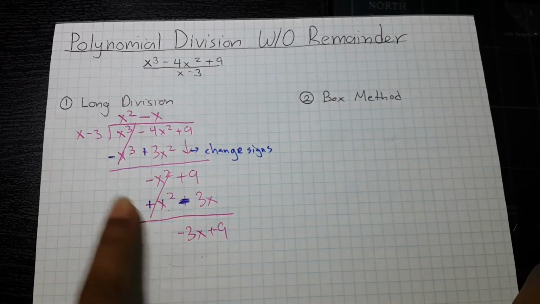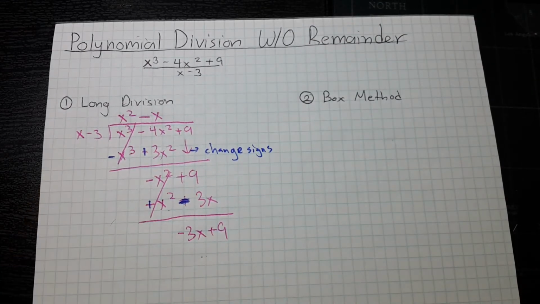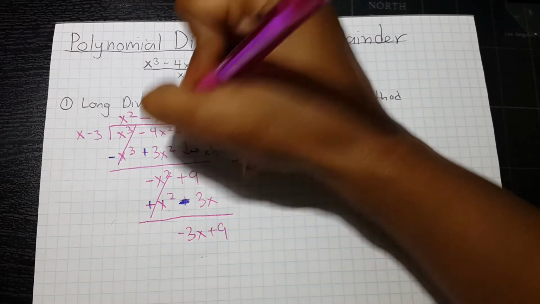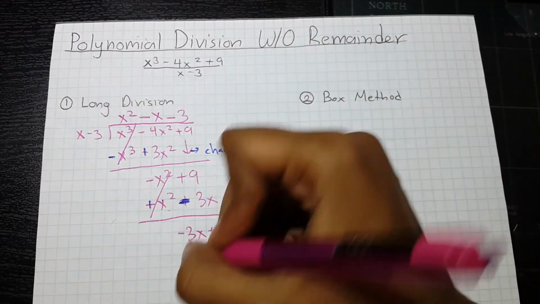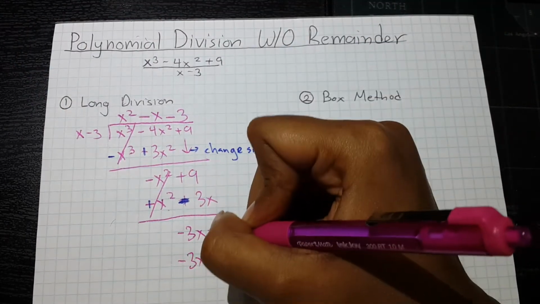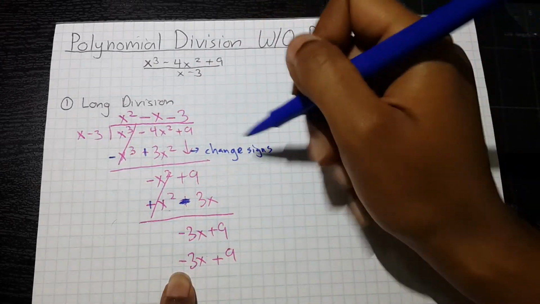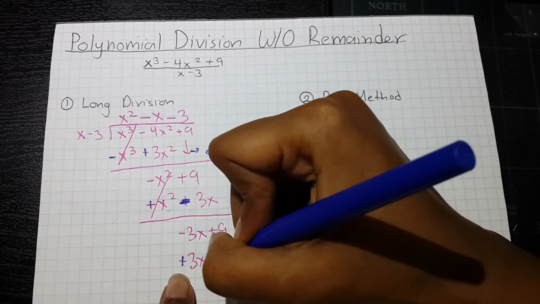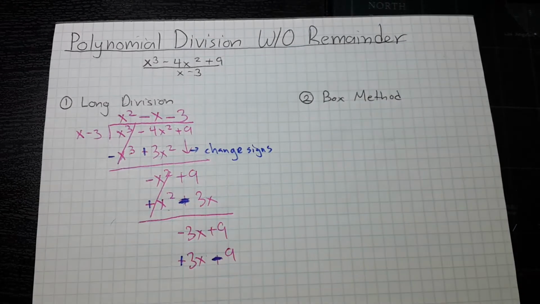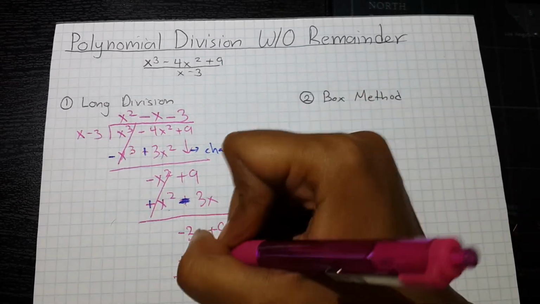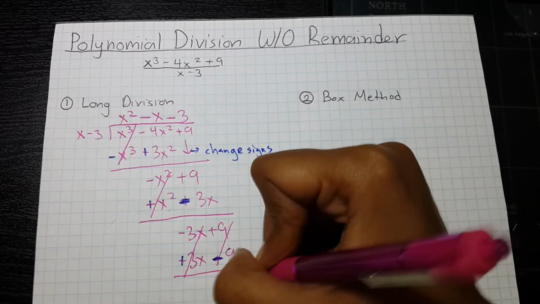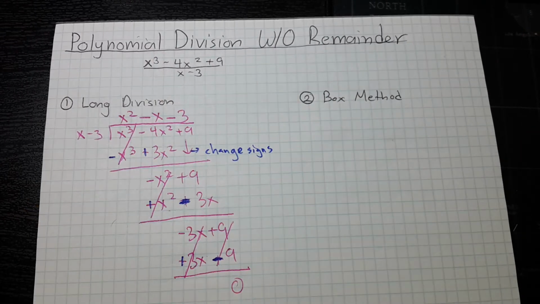Last but not least, how do I get a negative 3 from this expression? Well, I need to multiply by negative 3. Negative 3 times x minus 3 is negative 3x plus 9. Again, we're going to do a sign change. This becomes positive, this becomes negative, and we see that everything cancels out, which is great because this is supposed to be a problem without a remainder.